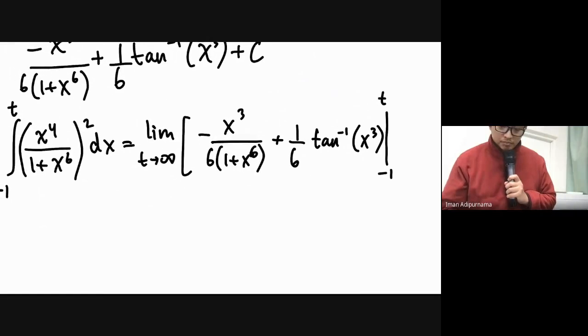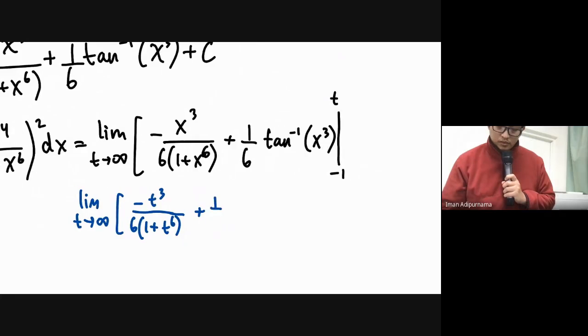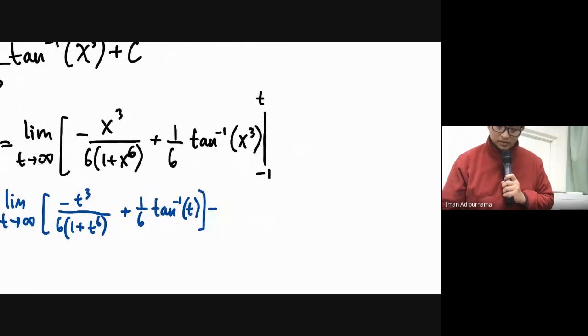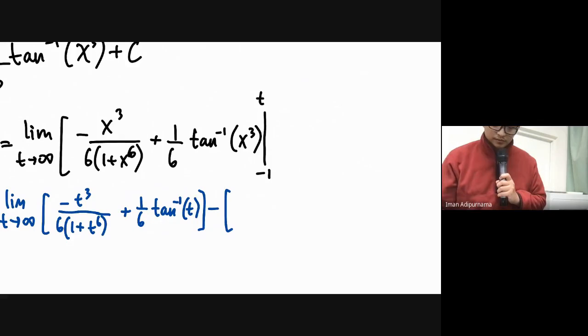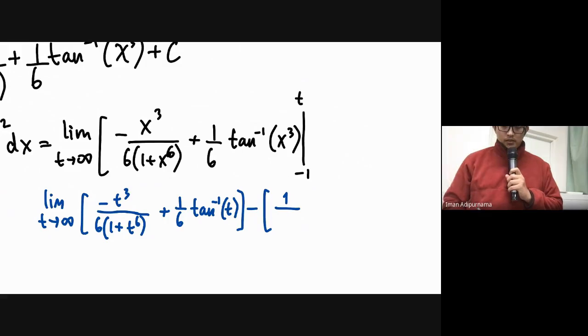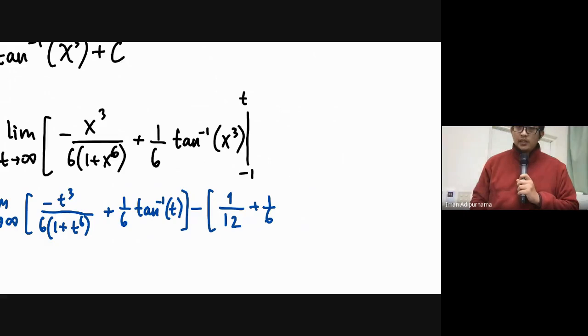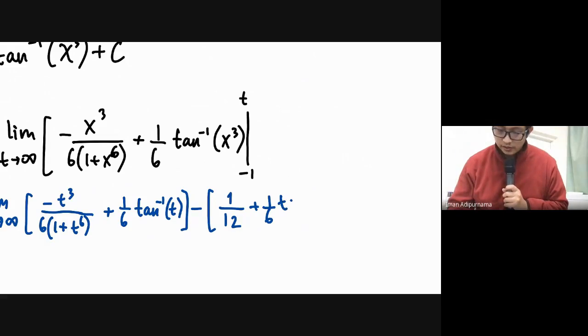Now you need to solve this first. Plug in the t. It will be negative t cubed over 6 times 1 plus t to the 6, plus 1 over 6 tangent inverse t, and then minus, so negative 1, it's still negative 1, multiplied by negative will be positive, just 1 over 12, and then plus 1 over 6 tangent inverse, or I will just write tangent inverse of negative 1 first.